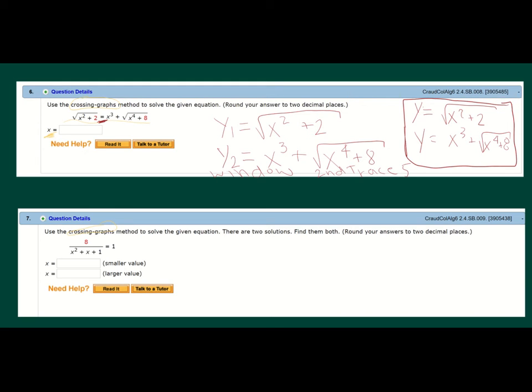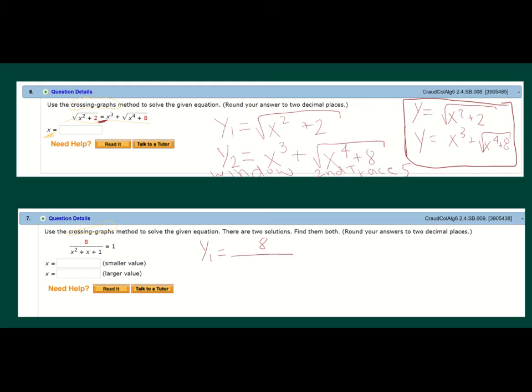It really is the same thing over and over again when we're doing this graphical method. In number 7, there's a slight variation. That slight variation is that there are 2 points of intersection here. We haven't really seen that before. So I wanted to make sure that we talked about number 7. You're still going to let the left-hand side equal y1.